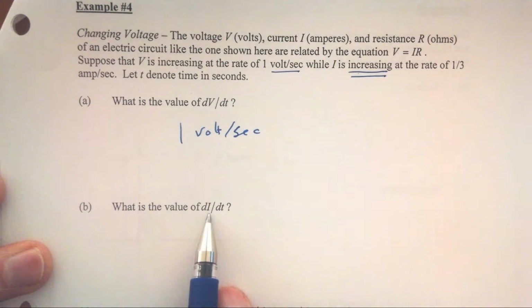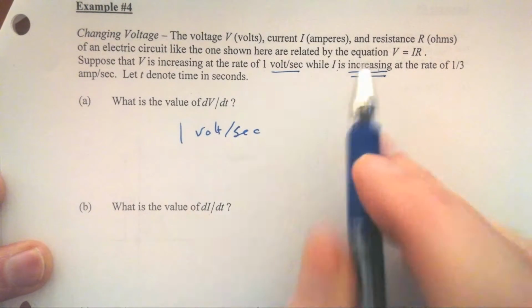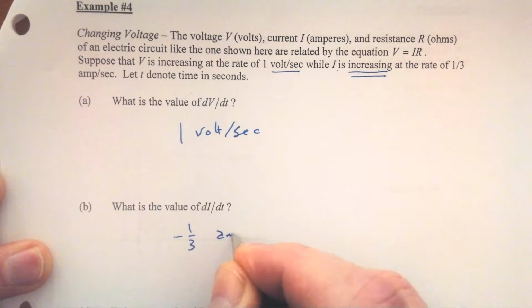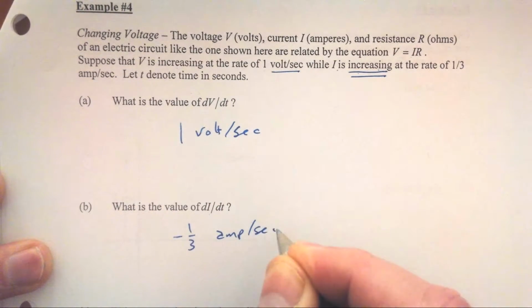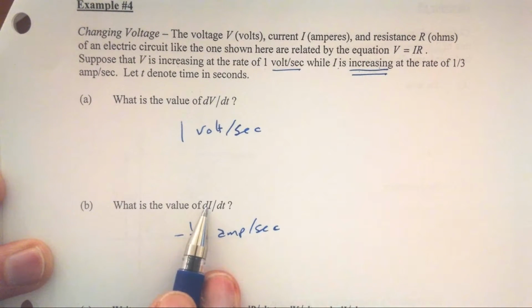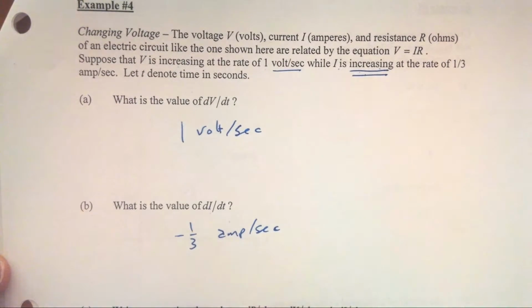What is the value of di dt? I is increasing. If it was decreasing, it would be negative. And I think it is decreasing in the book. But it is negative 1/3. Negative 1/3 what? Oh, amps per second. That is our change. They basically gave it to us here. It is increasing. That is our change of I with respect to time.